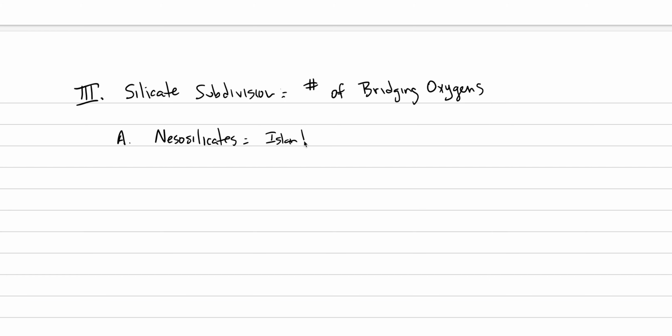Neso, I think, is affiliated with the word island in Greek. And so what they have is just a single SiO4 4- tetrahedron available to bond with other cations. And if we were to draw this, and we're going to draw every single one, here's what this one will look like. We just get a single tetrahedron.